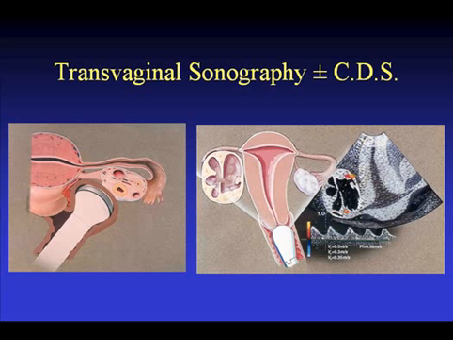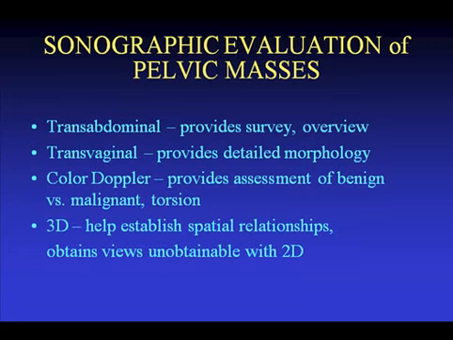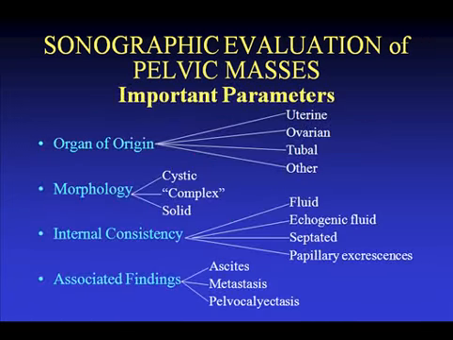Transvaginal sonography allows us to see detailed images of the adnexal structures, but color Doppler adds a lot of information concerning the vascularity of the lesion and its potential malignancy. Transabdominal provides a survey and overview. Transvaginal allows us to see details. Color Doppler, as I mentioned, evaluates the vascularity and the integrity of the vascularity. 3D allows us to see spatial relationships.